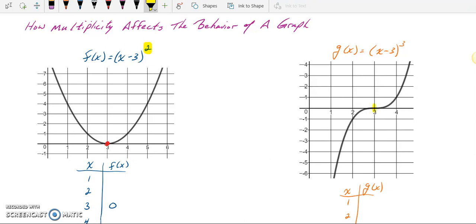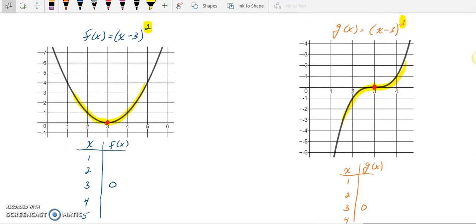In this second function, we have the 0 at 3, but it's raised to the third power. So we can say the 0 has a multiplicity of 3. And we can see that both these graphs behave differently at the 0. The quadratic graph comes down and then bounces back up, whereas the cubic graph actually crosses through. And that is directly because of the multiplicity.